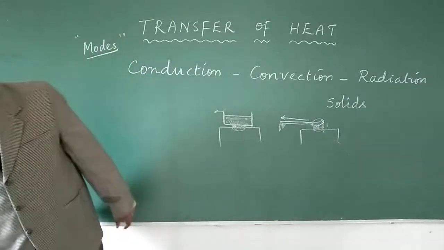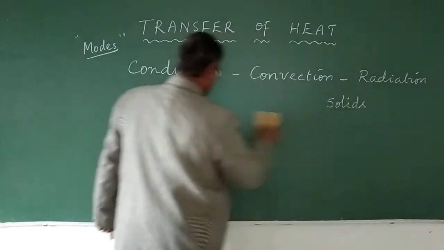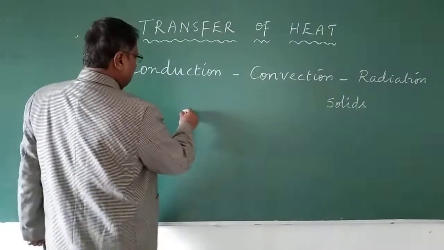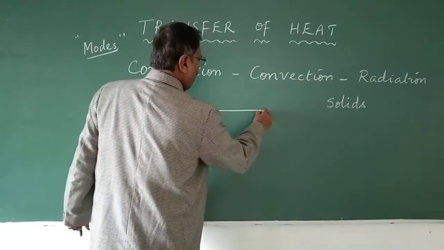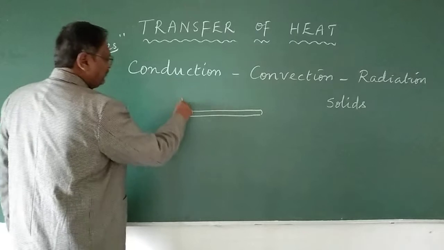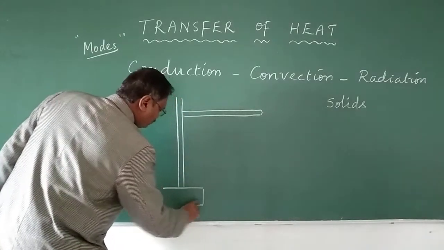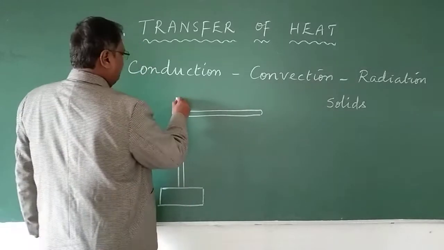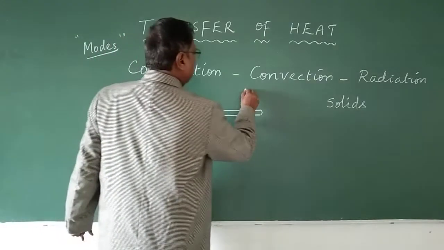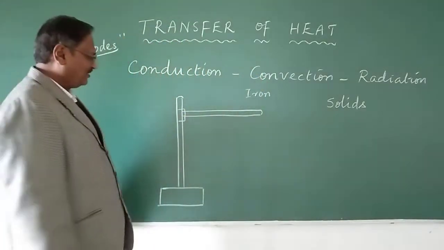Now, how does the conduction take place? I am going to tell you now the process of conduction. For example, I take a metal rod and I fix it in a stand. Now there is a retort stand. I have taken a stand. In the stand, I have fixed this metal rod. Let us say this is an iron rod.